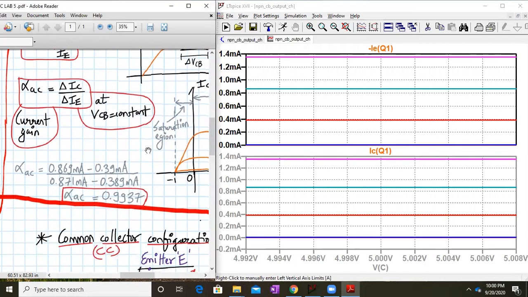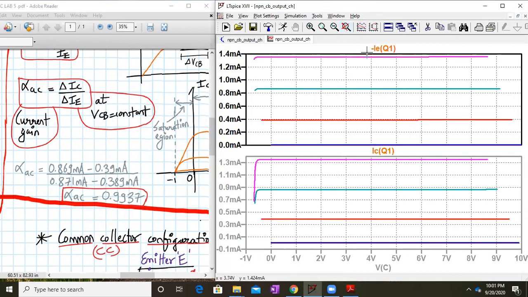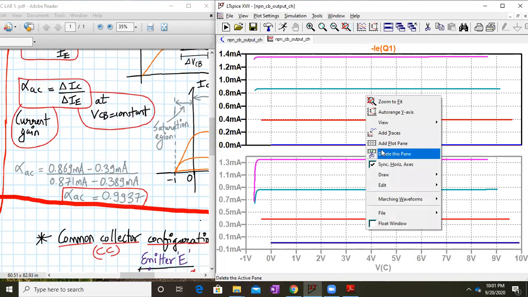Okay, and you will definitely get a value lower than 1. If you're not, it will be very close to 1. So I'm getting a value of around 0.9937 by these calculations. Okay, now I think this will be all for the common base configuration.